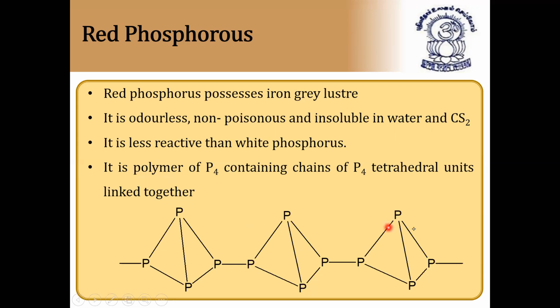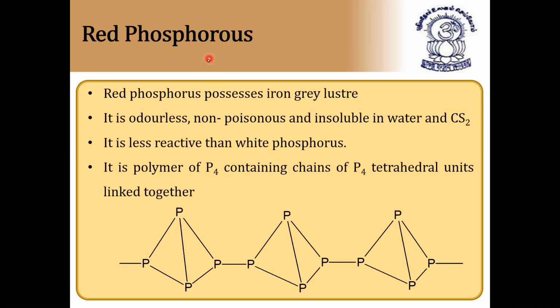Example here, three P4 molecules are joined together and so on. So that's why it is called a polymer. So red phosphorus is a polymer of P4, containing chains of P4 tetrahedral units linked together. I hope it is clear. So this is called red phosphorus. It is less reactive than white phosphorus and it is insoluble in water as well as in carbon disulfide.